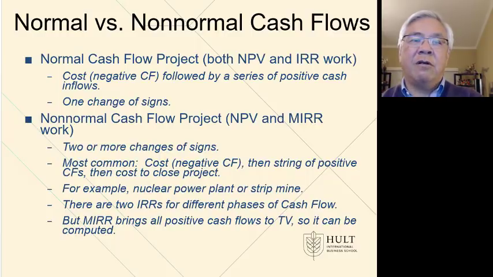So for a non-normal cash flow, NPV works. NPV almost always works. But if we want to use MIRR, it would also work because it's normalizing all the inflows and outflows and grouping them into those categories and then computing the MIRR that equates the PV to the FV. So we have two choices in non-normal, NPV and MIRR.